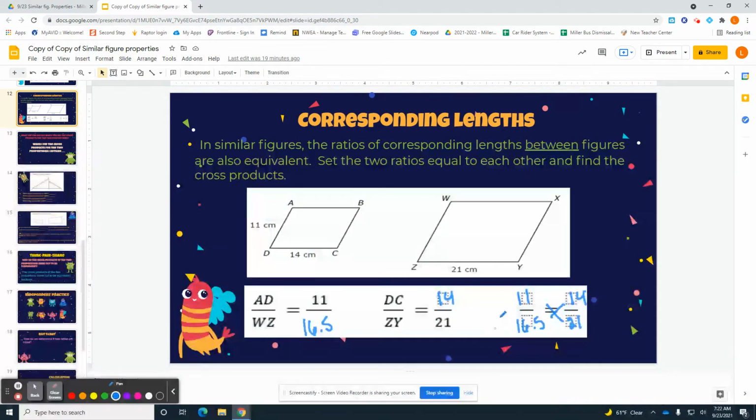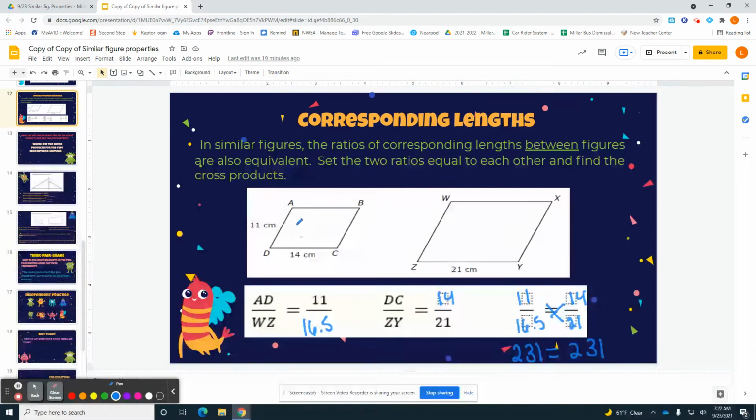All right, if you're coming back, so 11 times 21 gave you what? 231. That is correct. So did 16.5 times 14 also give you 231? Yes, it should have. All right, so these are equivalent. So see how it doesn't matter if you do the two sides from the same shape as one ratio, or if you do corresponding sides as one ratio.